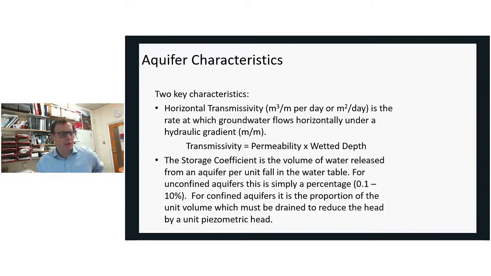Aquifer characteristics. Horizontal transmissivity is the rate at which groundwater flows horizontally under a hydraulic gradient, and storage coefficient is the volume of water released from an aquifer per unit fall in the water table. For a confined aquifer, it's a proportion of the unit volume which must be drained to reduce the head by a unit piezometric head.